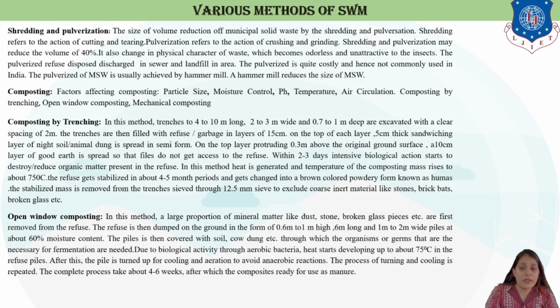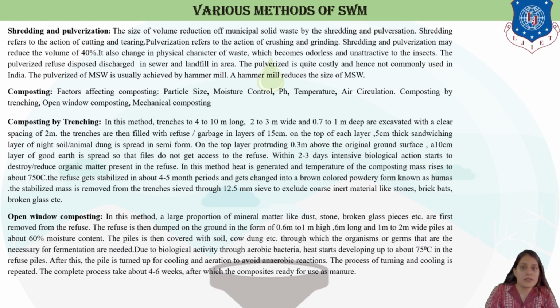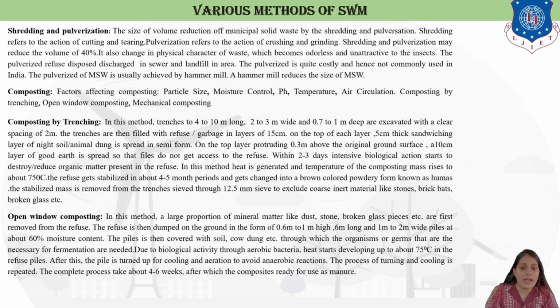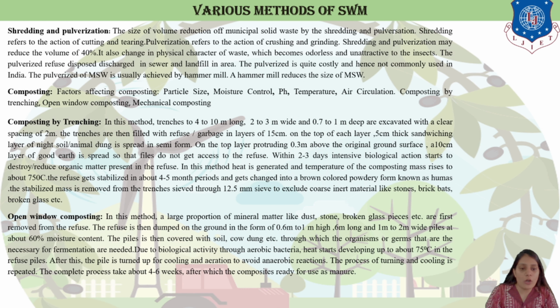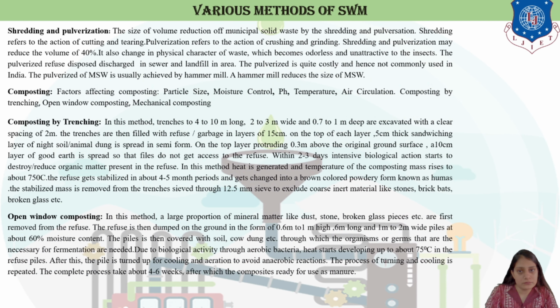Let's discuss open window composting. In this method, a large proportion of mineral matter like dust, stone, broken glass pieces, etc. are first removed from the refuse. This refuse is then dumped on the ground in piles 0.6 to 1 meter high, 6 meters long and 1 to 2 meters wide at about 60% moisture content, right?